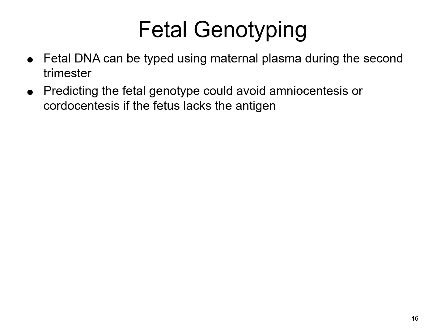Now the fetal genotyping, so of course, they would have to do the chordocentesis and get that blood, and then the fetal DNA can actually be typed using the maternal plasma during the 2nd trimester. And so what this will do is predict the fetal genotype, which could avoid any sort of amniocentesis or chordocentesis if the infant actually lacks that particular antigen. So it's just a way of checking to see what kind of antigens the infant has, and then comparing that against the maternal plasma just to see if there's any kind of issues that's going to happen there.